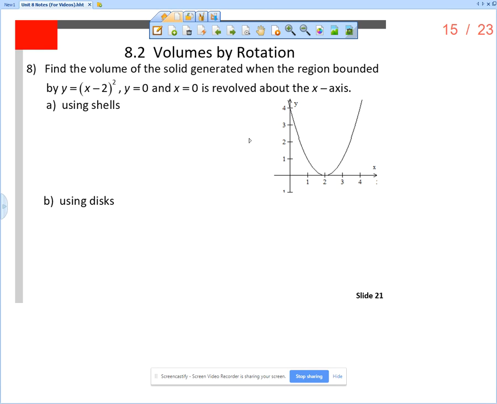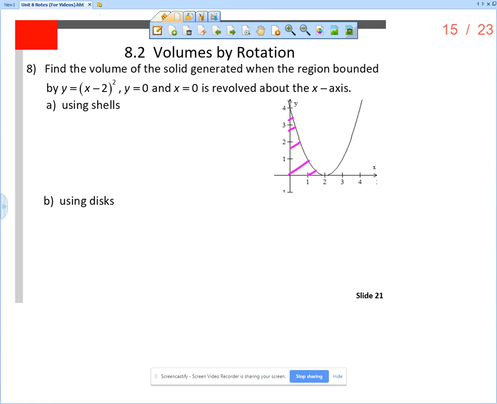So it says, find the volume of the solid generated when the region bounded by y equals x minus 2 squared, right, which is the parabola shifted 2 units to the right, y equals 0, x equals 0, and is revolved about the x-axis. All right, so first of all, what is the region? Well, I have this graph here, this parabola shifted 2 units to the right, y equals 0, remember, horizontal line, x equals 0, vertical line, so this is the region that I am interested in.